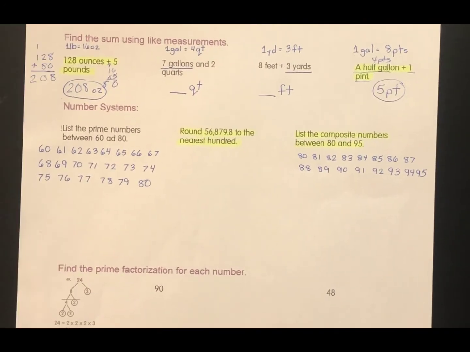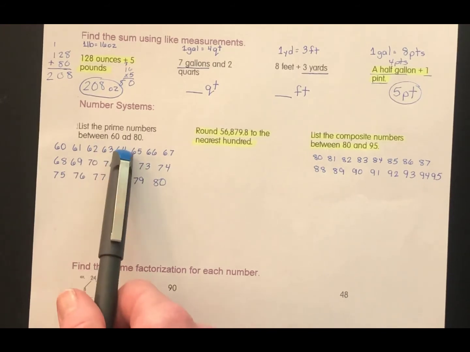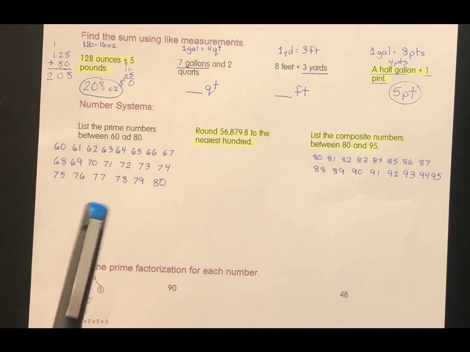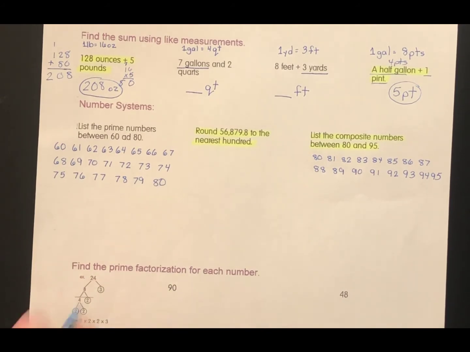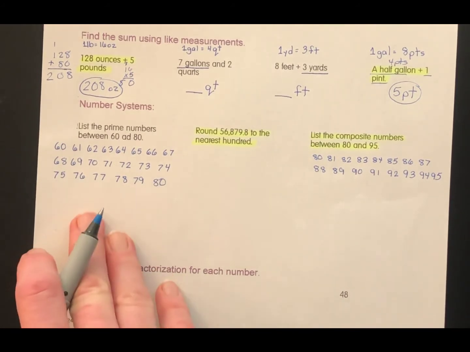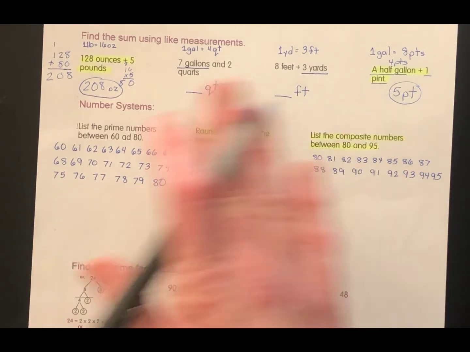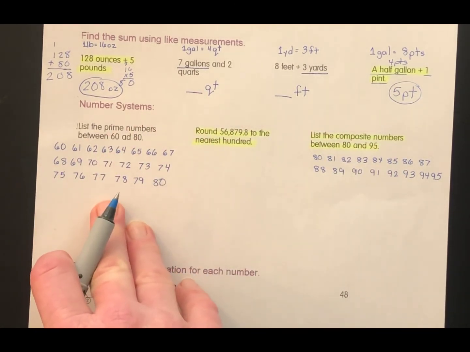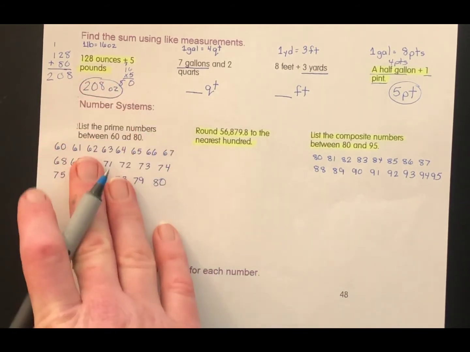Down here, this one right here, it says to list prime numbers between 60 and 80. I strongly advise you to just write out your numbers from 60 to 80. That's the easiest way to figure it out. I'm going to do this one for you, which is similar, and then you can do this one on your own using the same strategy. So I'll leave that for you.